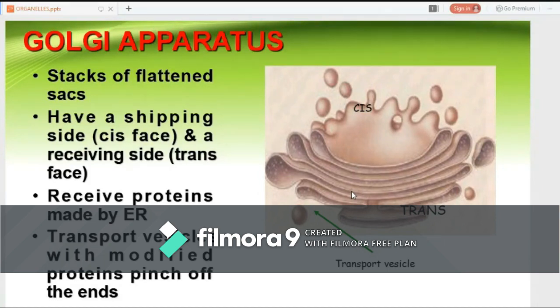The modified and tagged proteins are packaged into secretory vesicles that bud from the trans face of the Golgi. While some of these vesicles deposit their contents into other parts of the cell where they will be used, other secretory vesicles fuse with the plasma membrane and release their contents outside the cell.